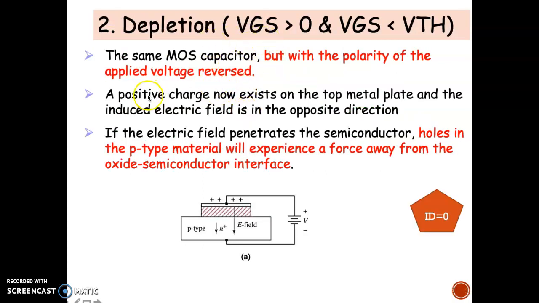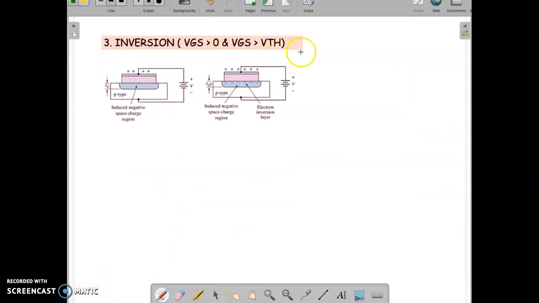Explanation from the slide. For the second part, when your supply VGS is more than 0 but still less than the threshold voltage, it will create an electric field towards down. You will repel all your carriers towards your substrate. So this area is what we call the depletion region. Okay, now let's move to the third part.